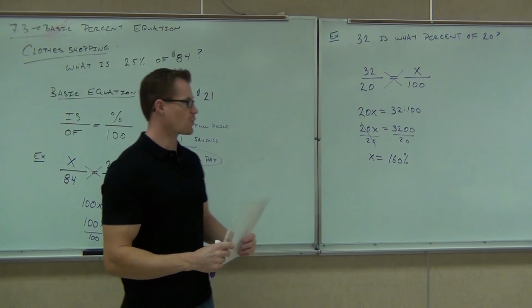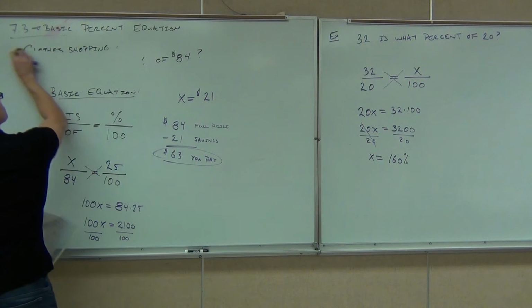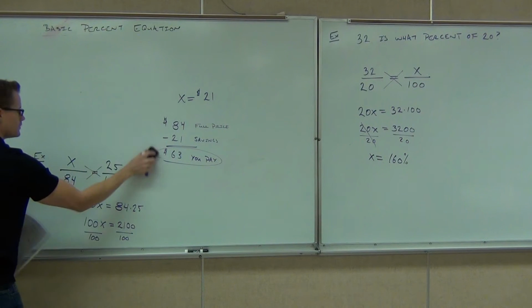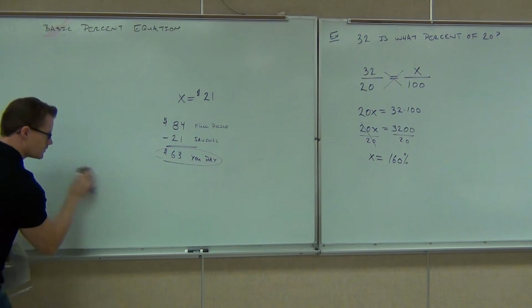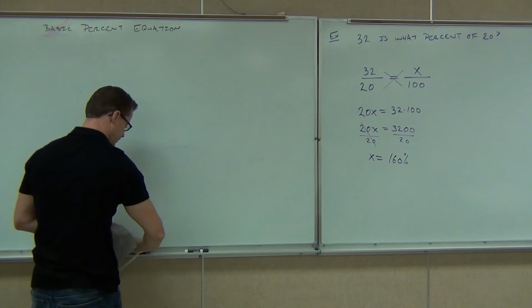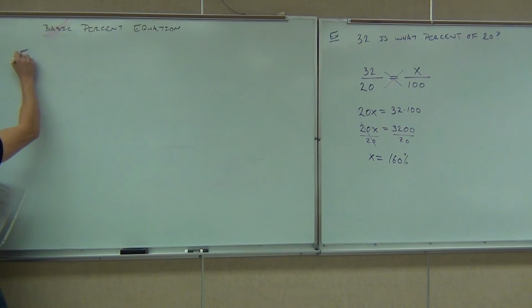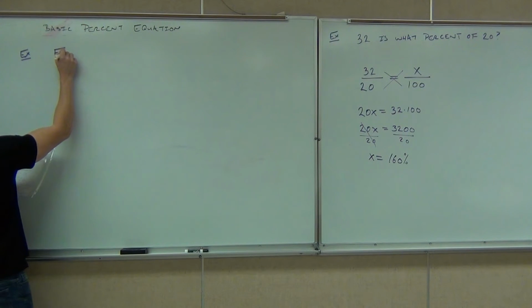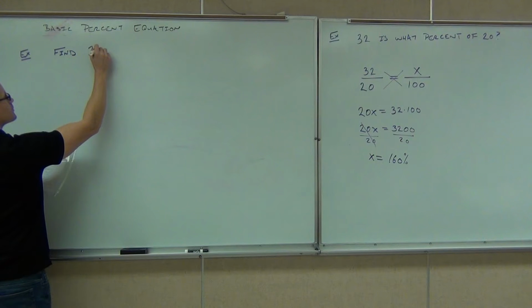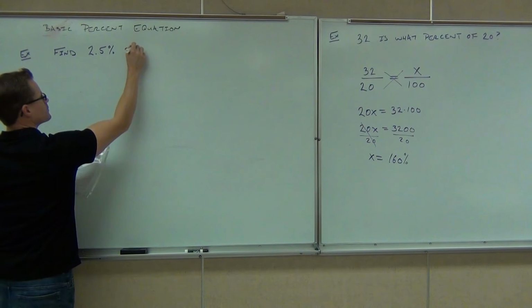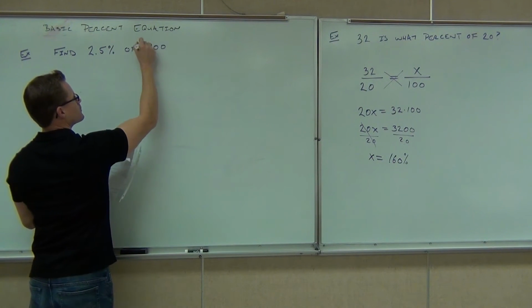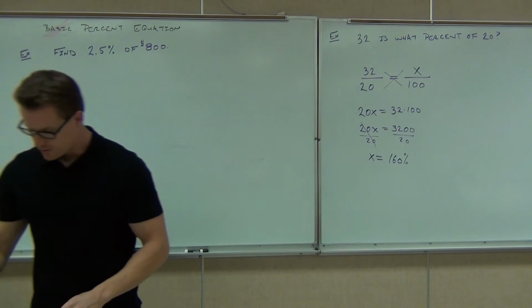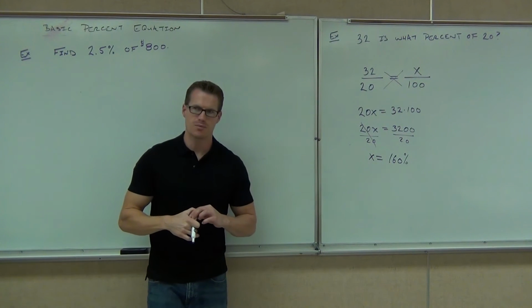You know another way we can word this? What if I worded it like this? Find 2.5% of $800. You know, this is how commission works generally.